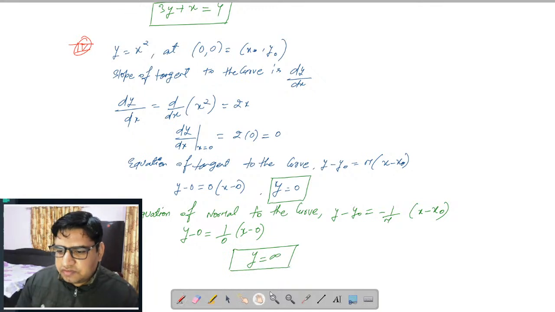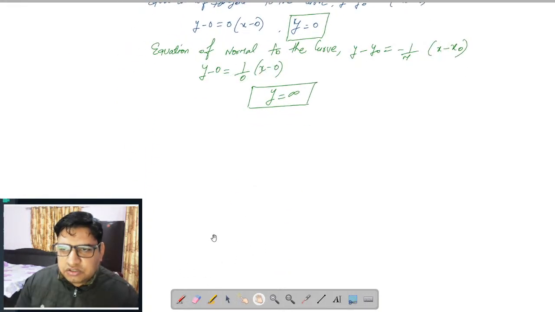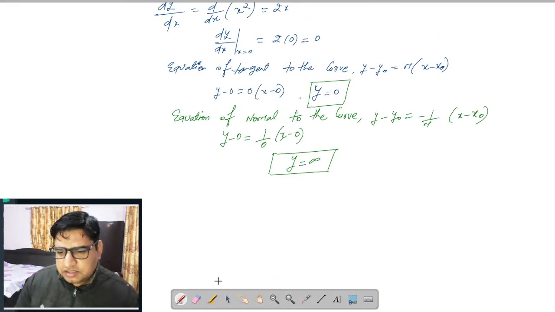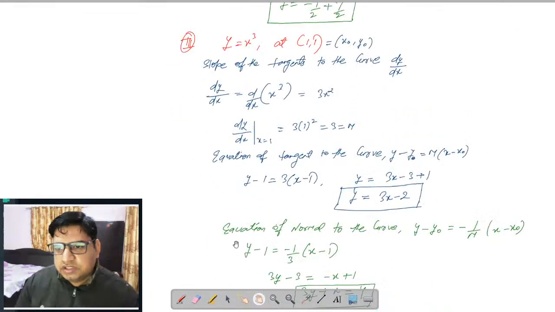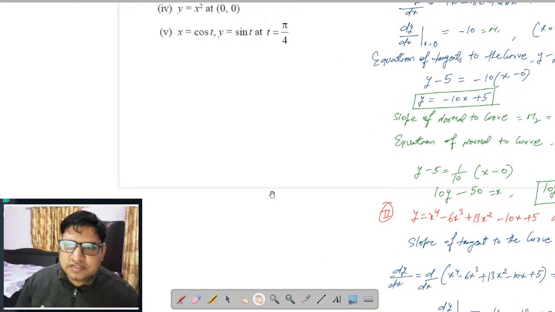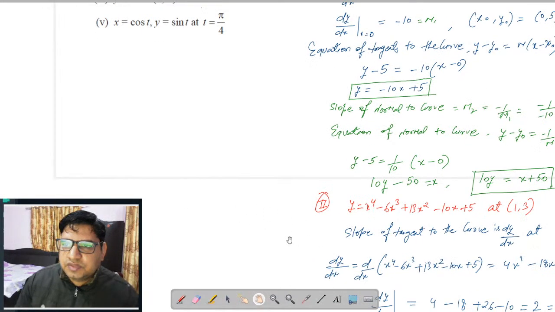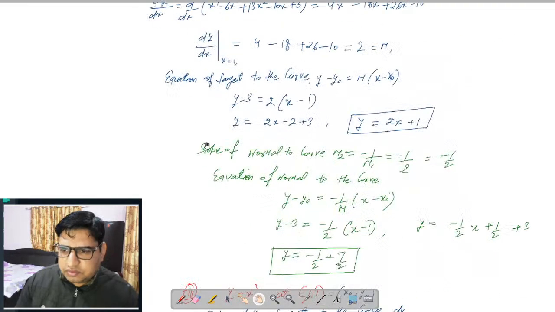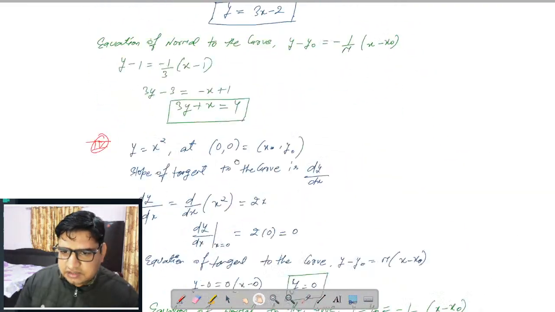Okay, so this is how we can solve. Let's try to solve one more question of the same type, and there is one more part to the given question. So we have solved 4 parts of it, and there is one more part given to us, that is x is equal to cos t, y is equal to sin t, at t equal to pi by 4. Okay, so we'll see that.